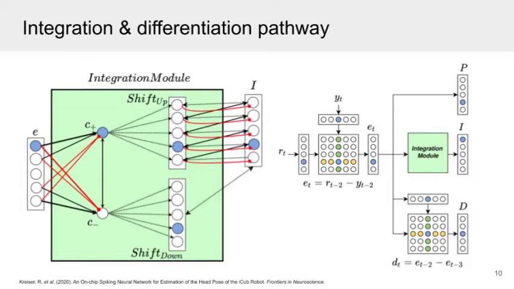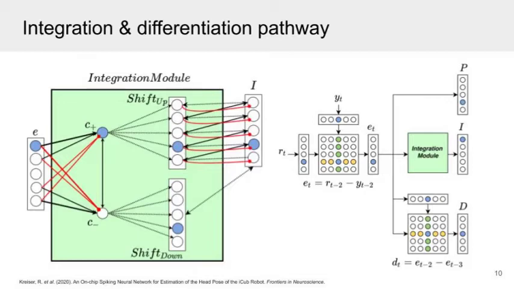The integration pathway then integrates the error signal using a positive integrator neuron, C+, and a negative integrator neuron, C-, which integrate the neuron index of the active neuron throughout time. When the activity of the E population is positive, it excites the C+ neuron and inhibits the C- neuron, and likewise for negative activity of the E, where it excites the C- neuron and inhibits the C+ neuron.